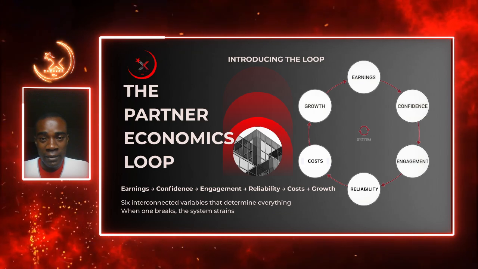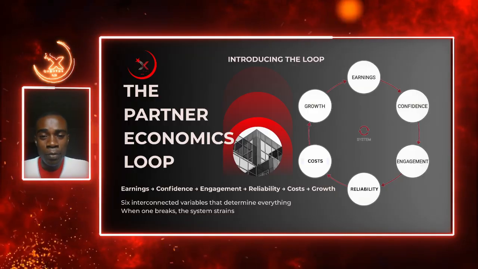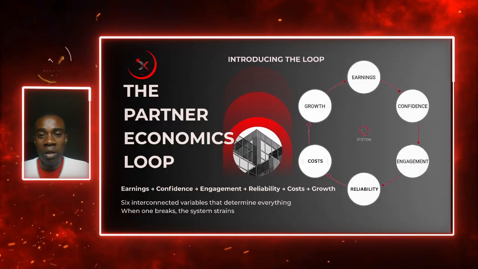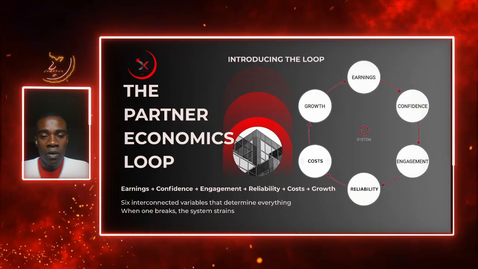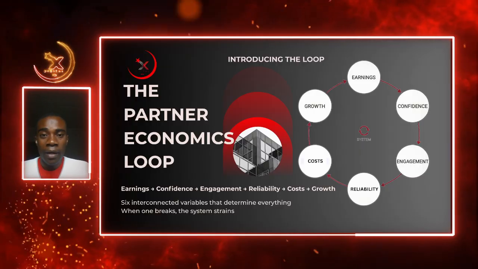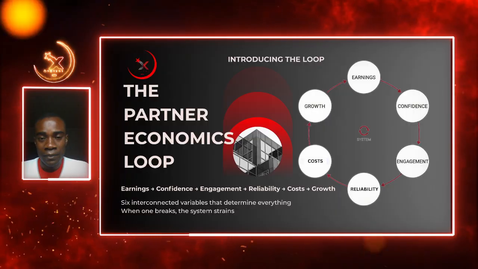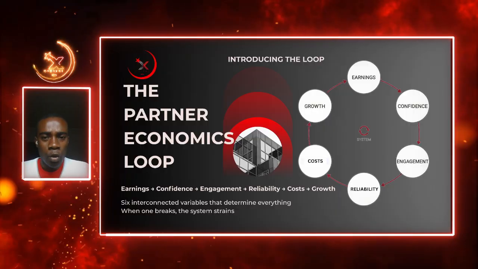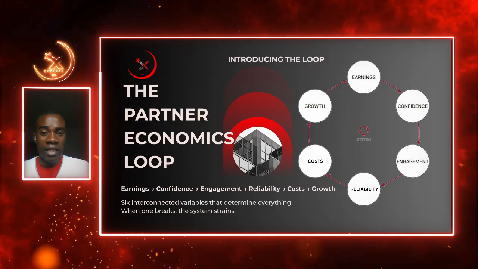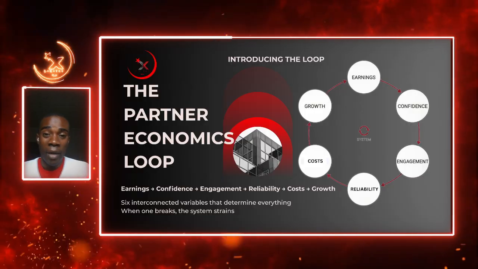It determines everything. It consists of just six interconnected variables and it's the most powerful structure for understanding partner stability. Think of it as a platform's economic heartbeat. When all six are firing, you gain sustainable growth. But when one misfires, the entire system strains. Allow me to briefly walk you through each variable before we go into further detail, because these six variables are also six conversations that never stop happening in your partner's mind.